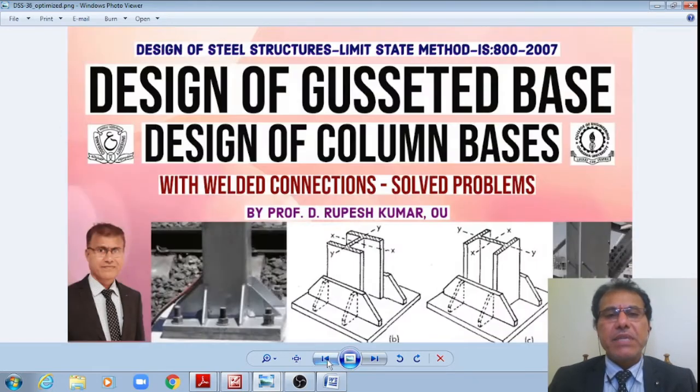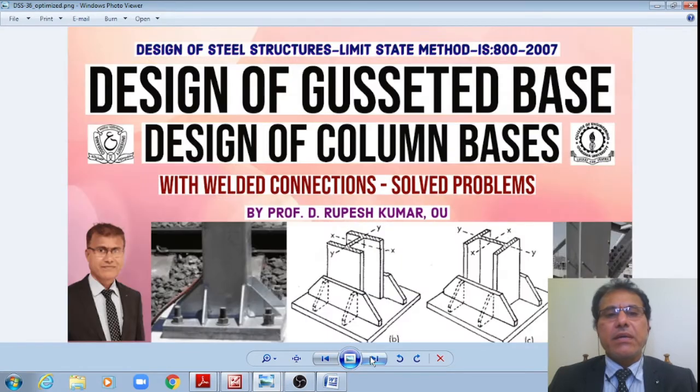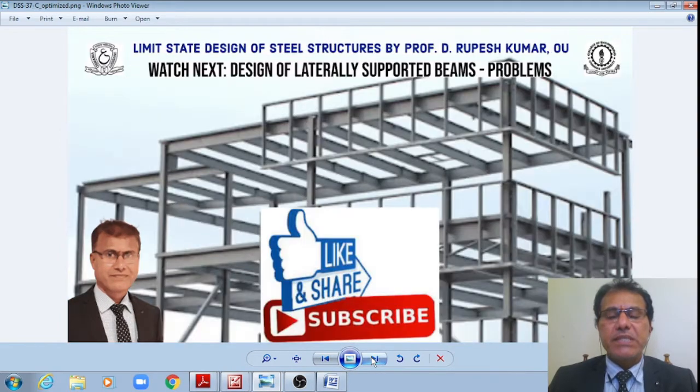Right? In the previous class we have seen the design of gusseted bases, design of column bases with bolted connections, a few solved problems like this, as well as the design of column bases and gusseted bases with welded connections, a few solved problems like this. I hope you enjoyed the discussions there.